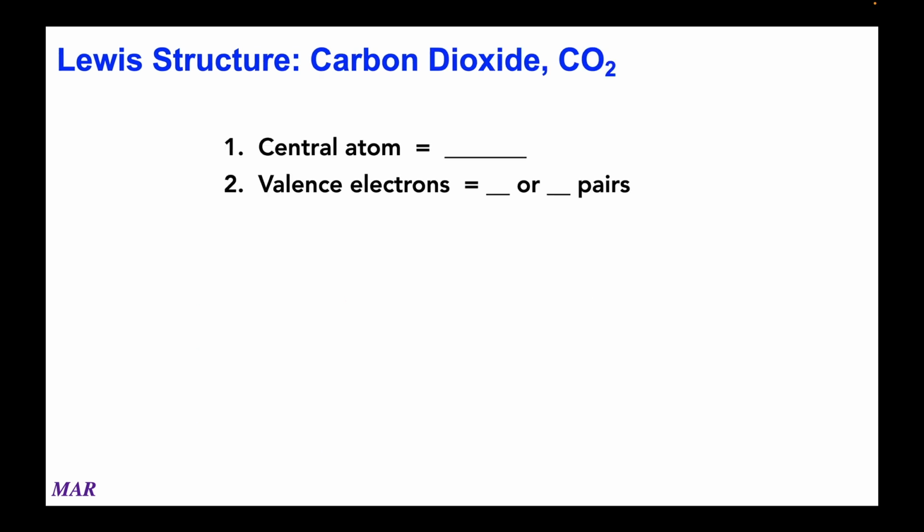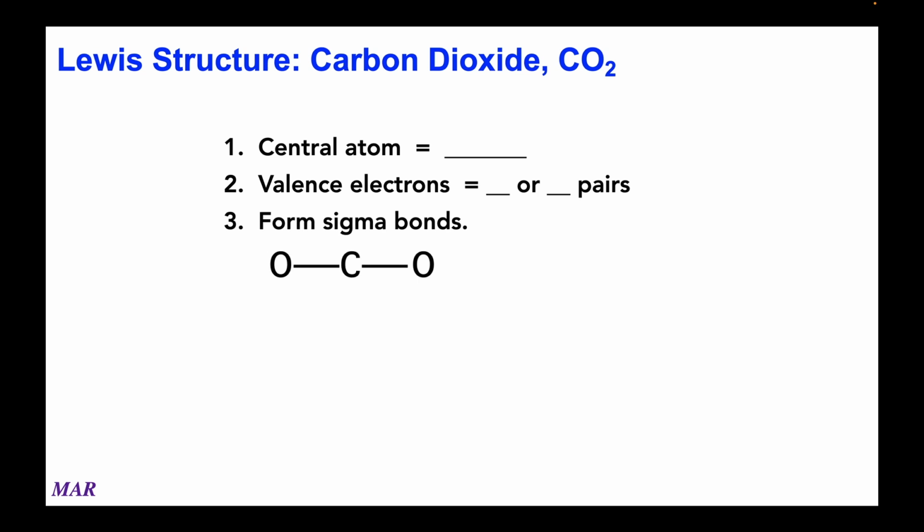Carbon dioxide, super important, greenhouse gases, all that jazz. Let's do the Lewis structure. Central atom is going to be the one with the lowest electronegativity, definitely going to be carbon. Now, valence electrons, we're going to start going through this faster. Carbon is 4 valence. Oxygen is 6, and there's 2 of them. So 4 plus 6 times 2, that's going to be 16 valence electrons, or 8 pairs.